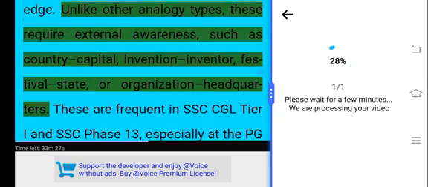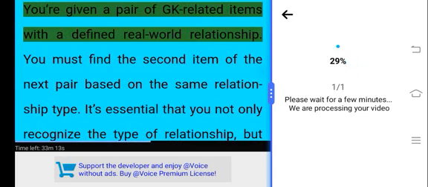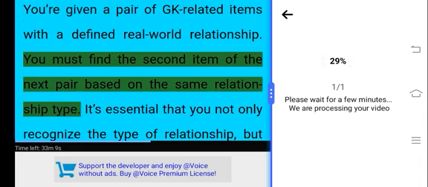General knowledge, GK-based analogy questions in SSC exams combine logical reasoning with static or factual knowledge. Unlike other analogy types, these require external awareness, such as country capital, invention inventor, festival state, or organization headquarters. These are frequent in SSC CGL Tier 1 and SSC Phase 13, especially at the PG level where factual accuracy is expected. You're given a pair of GK-related items with a defined real-world relationship. You must find the second item of the next pair based on the same relationship type.